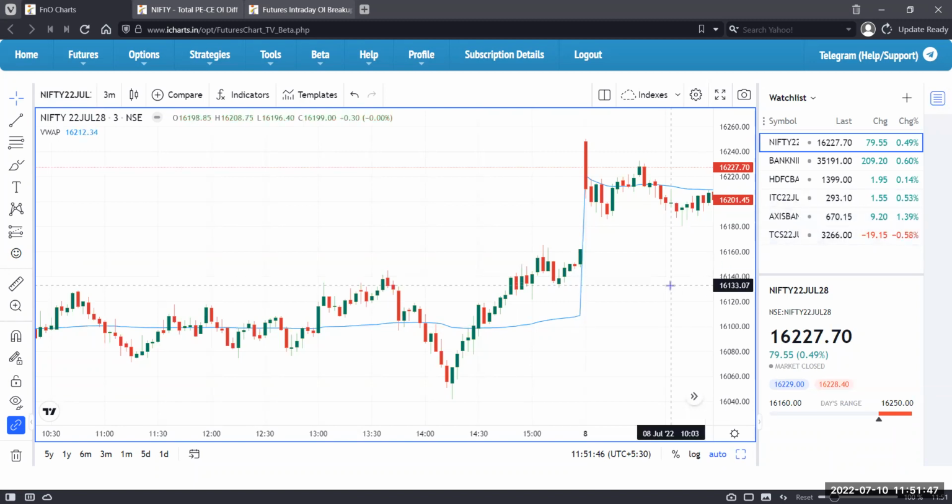What else is remaining in this? I think it is mostly done now. The team is working on option strategy charts right now. They'll be starting work on it, not yet started.